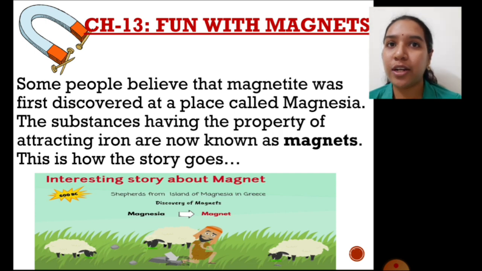The actual known fact over the years is that the substances that have the property of attracting iron are known as magnets. And this story goes on. There are many theories to understand the discovery of magnets.